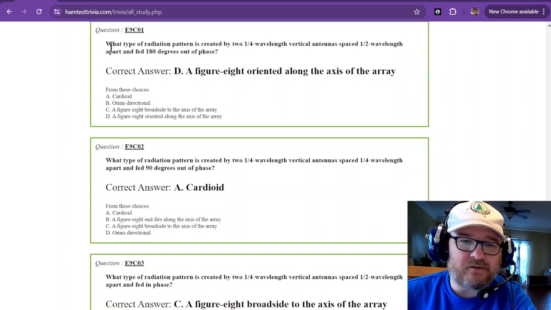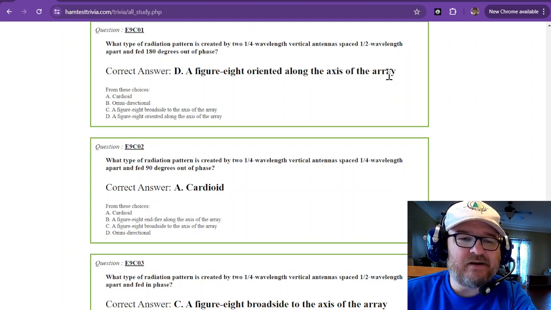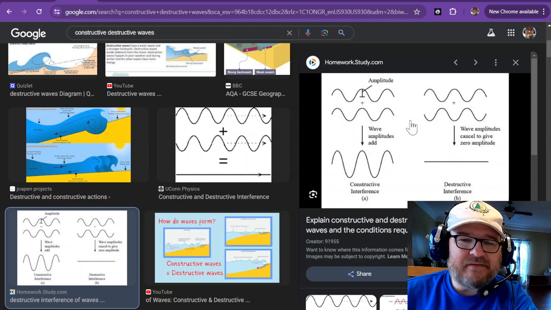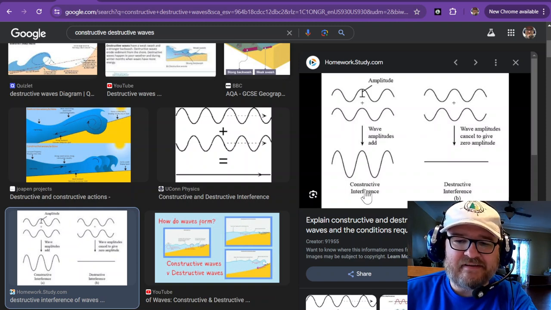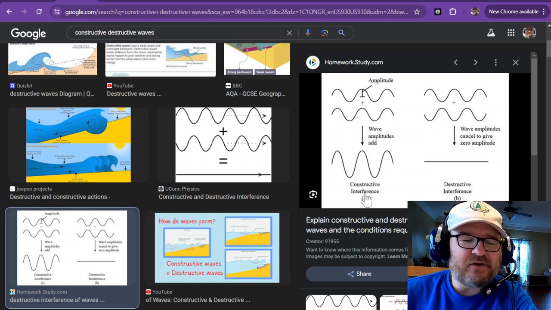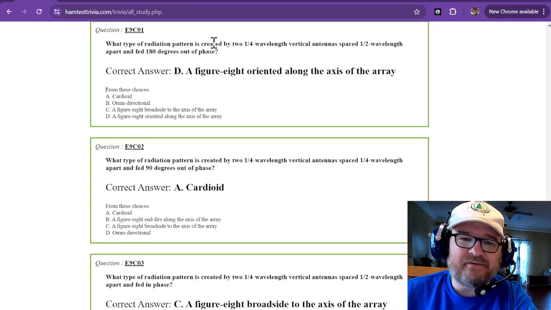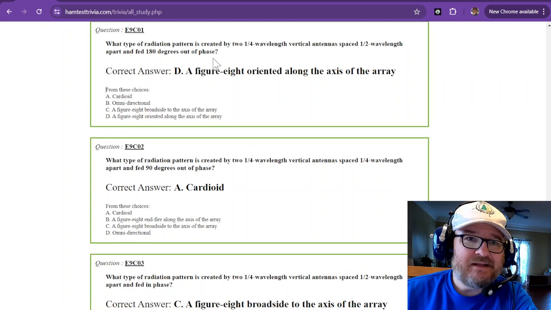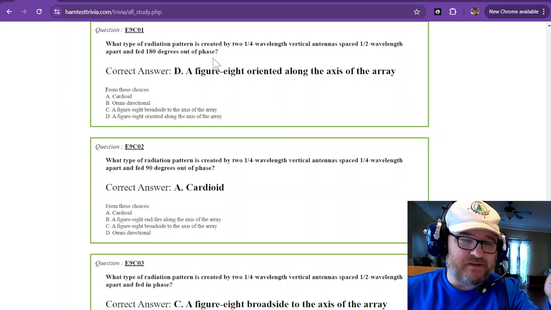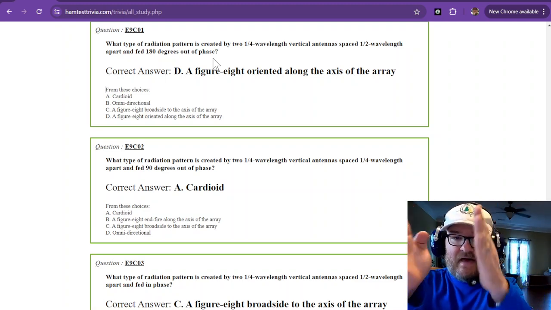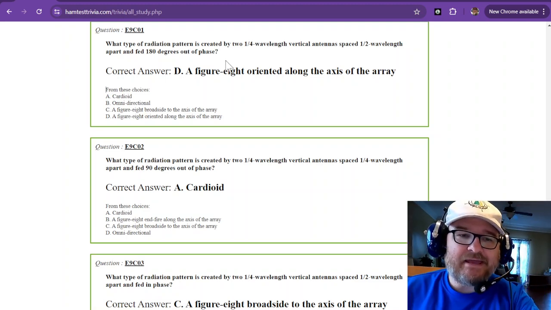What type of radiation pattern is created by two 1/4 wavelength vertical antennas spaced a half wavelength apart and fed 180 degrees out of phase? You're going to get a figure 8 oriented along the axis of the array. And what this is, it uses constructive and destructive interference, and it's called wave forming or wave shaping. And there's all kinds of antennas that folks have built that take advantage of this, like the Foursquare, and you just use a selector box to figure out where that figure 8 is going to point, and that gives you your gain in that direction.